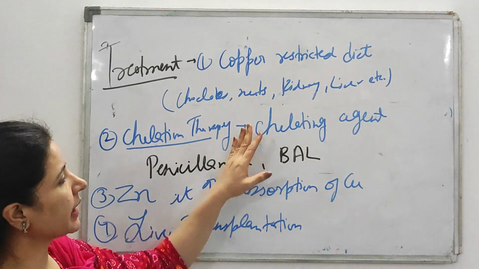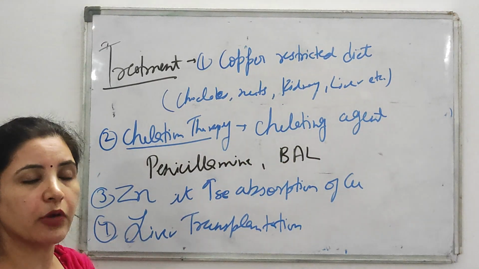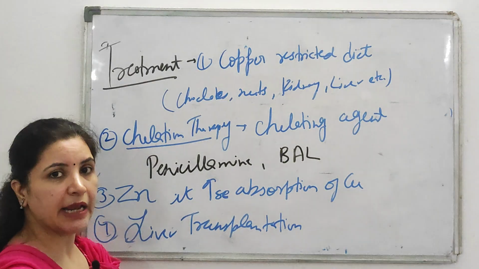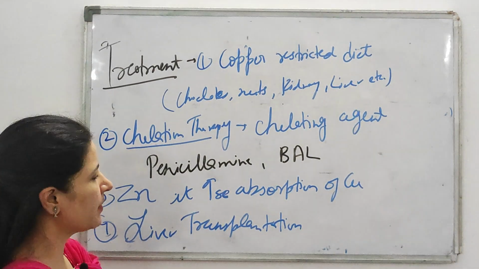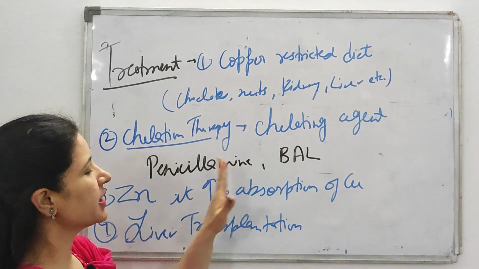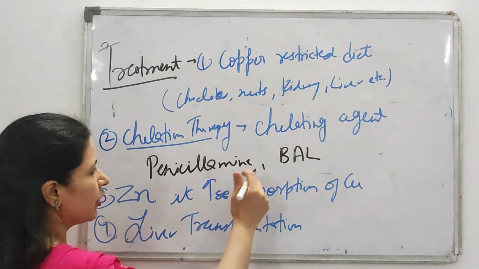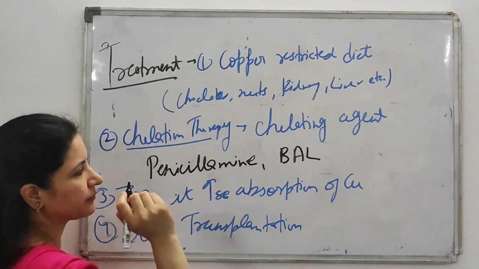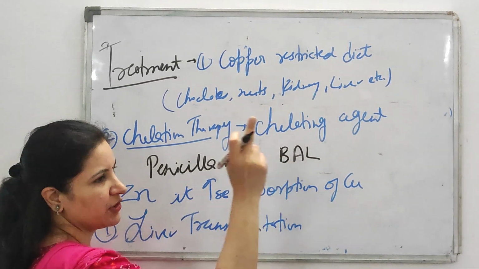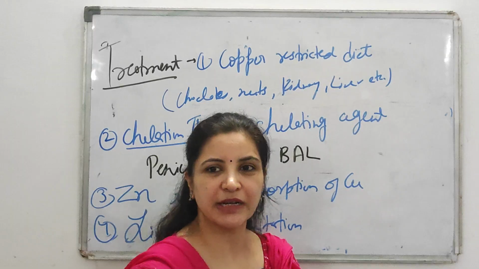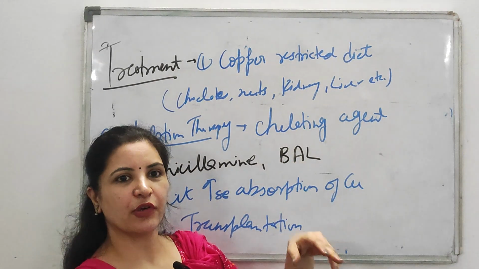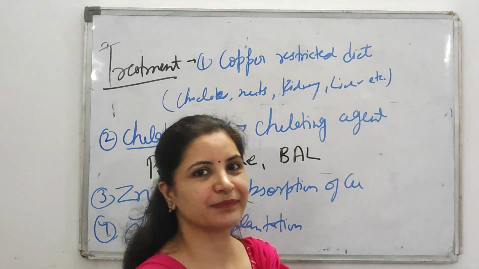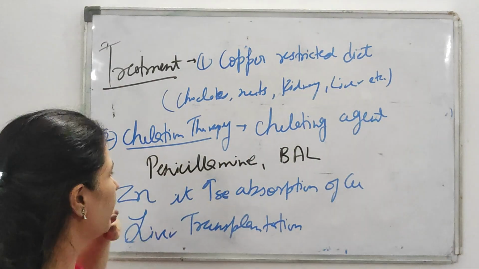Second thing, what will you do? There is excess copper in the body, so you will do chelation therapy through a chelating agent. The most common chelating agents used in Wilson disease are penicillamine and British anti-Lewisite. This British anti-Lewisite, do you remember? We have studied it before. It is a complex 3 inhibitor of the ETC.